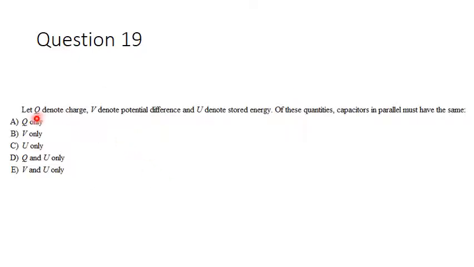Now, assume that Q denotes charge and V denotes potential difference and capital U denotes the stored energy. Of these quantities, capacitors in parallel must have the same what? Only Q, or only V, or only U, or Q and U, or V and U. If the capacitors are in parallel, it doesn't mean that capacitors are the same, any type or any values of capacitor, but they are in parallel. And we have Q, V, and U. So which one should be the same for this type of connection?